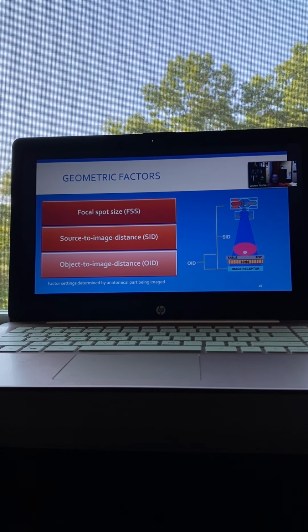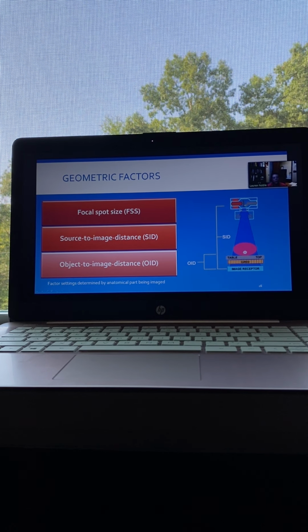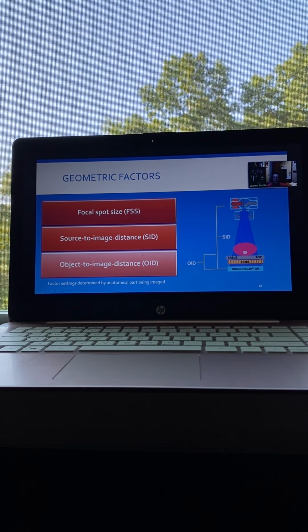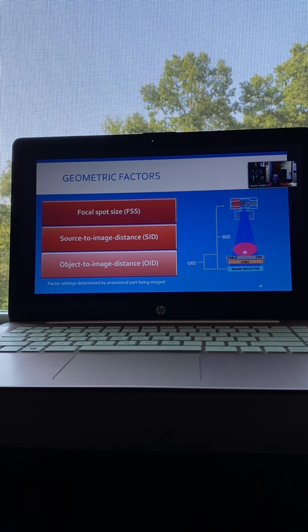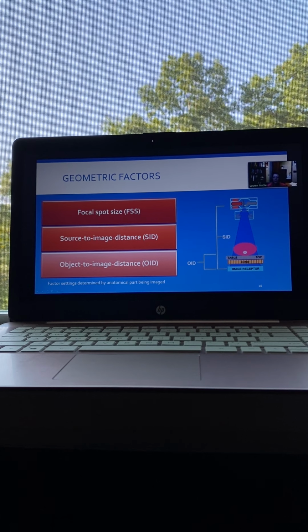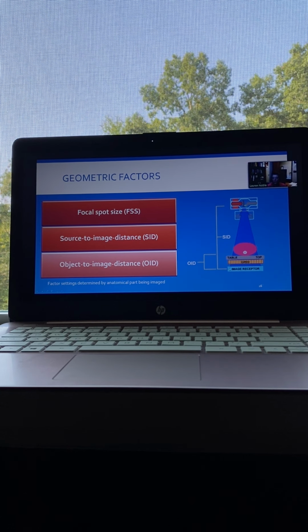So for geometric factors, we have focal spot size. You'll see it abbreviated as FSS. Sometimes I'll use that abbreviation on a test. Source to image distance, which is SID, and then object to image distance, which is OID. So I think you already know your SID. That's the distance from the actual focal spot down to the image receptor. The object to image distance is from the patient down to the image receptor.